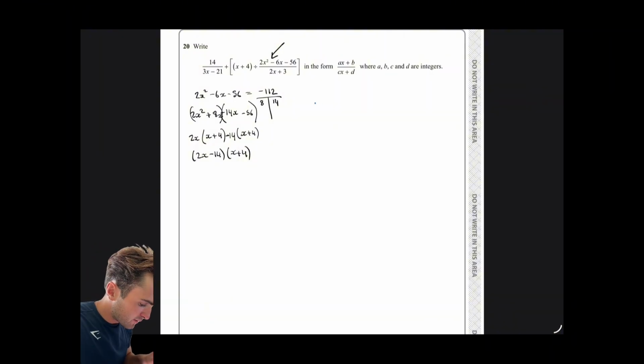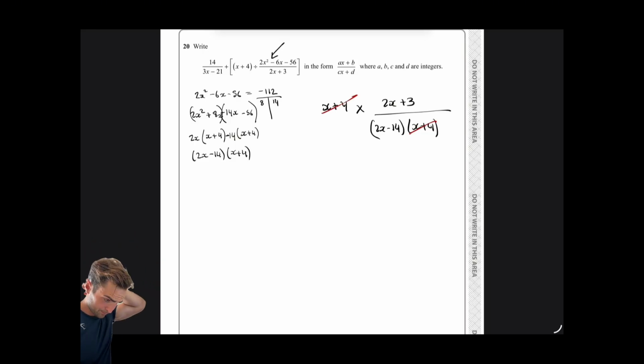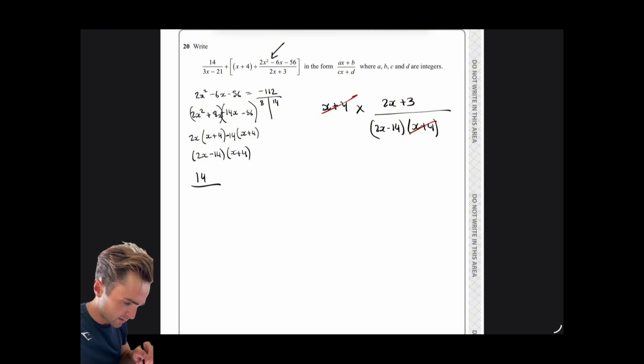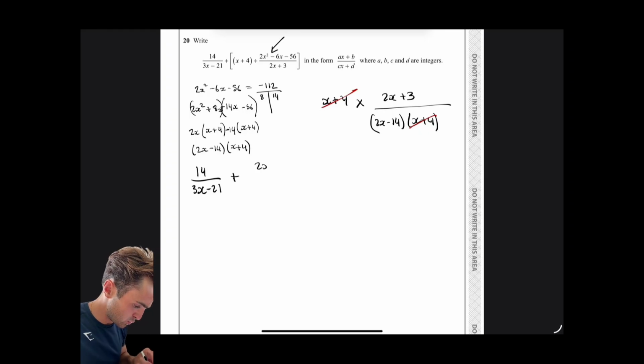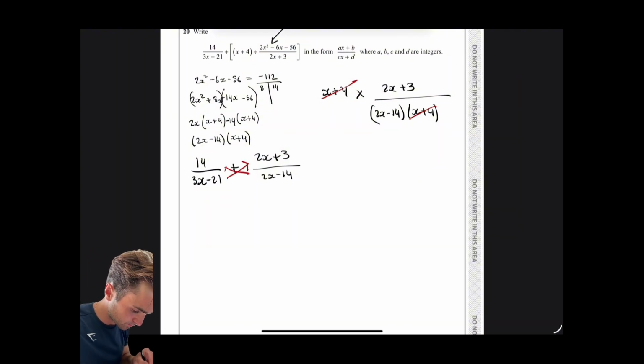So we have this bracket, so we have x plus 4 times 2x plus 3, because I'm flipping it, over 2x minus 14, and then x plus 4. So we can see that this x plus 4 cancels out because they're on opposite sides of the fraction, which is nice. So we've got a simplified equation now. So now we have 14 over 3x minus 21 plus 2x plus 3 over 2x minus 14, which again is annoying to solve. So we have to cross multiply.